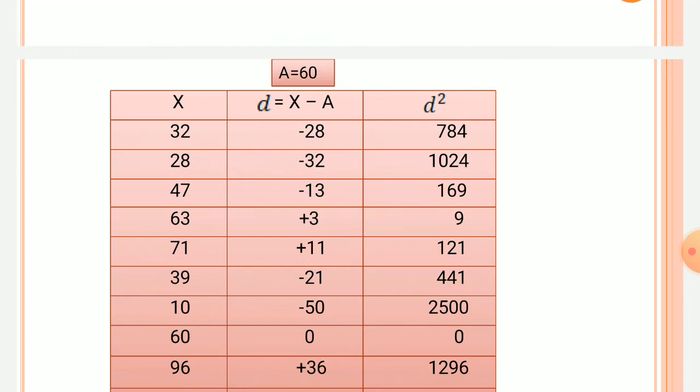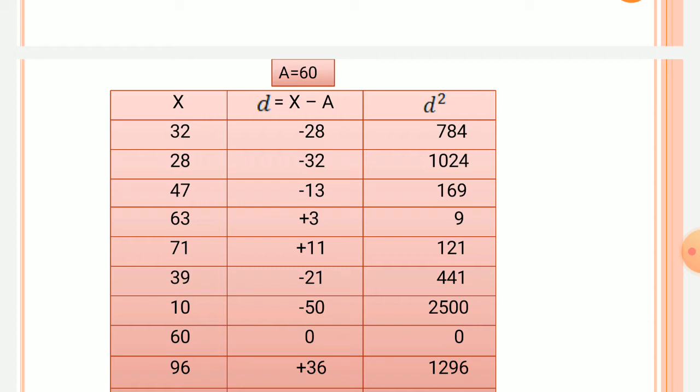So D square. Here from this X series, 60 is the assumed value. Here we can take any value as the assumed value. From the given X values, we can take any number as A. A means the assumed value, the value taken to make the differences among the various values in the series. In the given X values we have to find D, where D is the difference X minus A. Here 60 is taken as the assumed value.